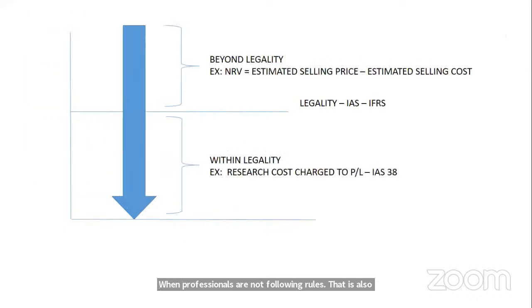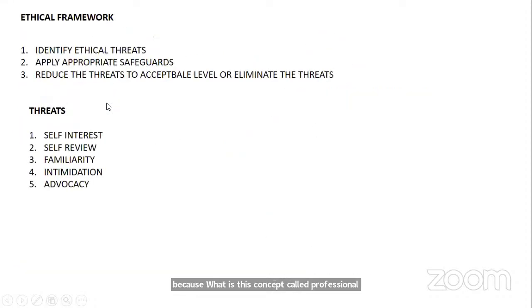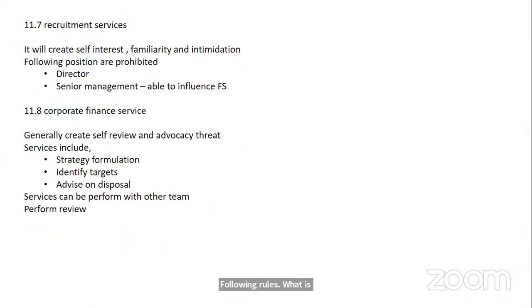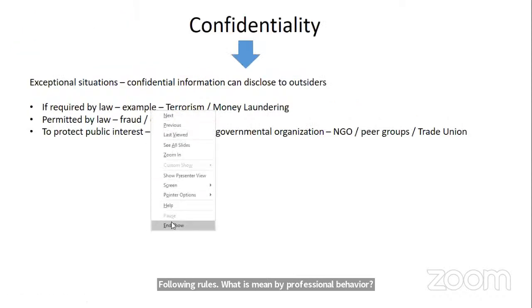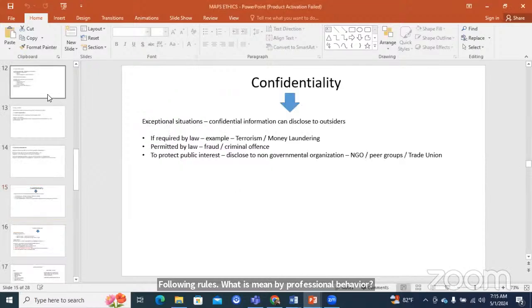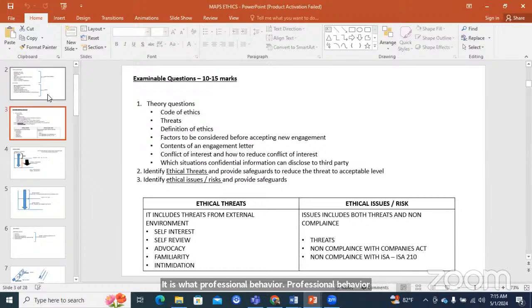I'll tell you the reason. What is this concept called professional behavior? Following rules. Professional behavior says any action that discredits your profession, you will not do, and you follow the rules and regulations. So when someone is not following rules, it is unethical. It's an ethical risk: non-compliance with the code of ethics.